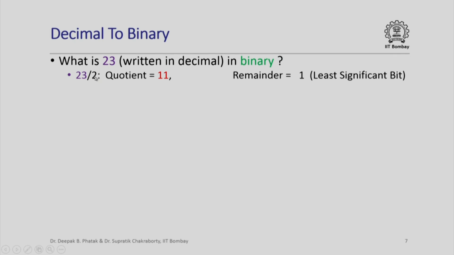So I first divide 23 by 2, I get a quotient of 11 and a remainder of 1, and we will see that this remainder of 1 will be our least significant bit in the binary representation of 23. Now what does this mean, that 23 divided by 2 gave me a quotient of 11 and remainder of 1? It really means that 23 can be expressed as the quotient times the divider, 11 times 2, plus the remainder. Now what do we do with this quotient 11?